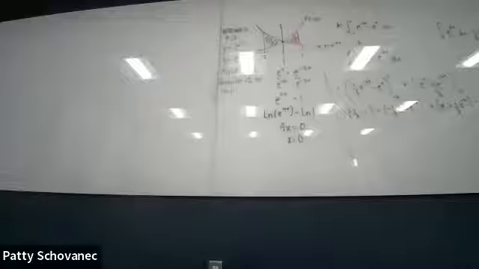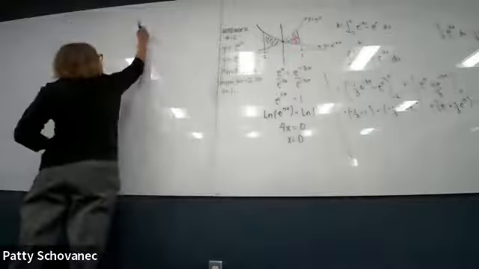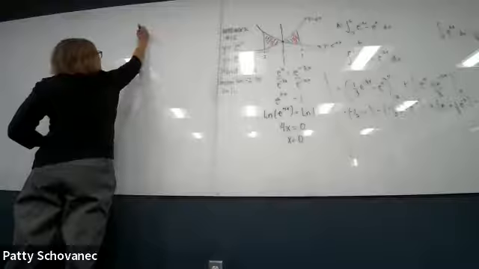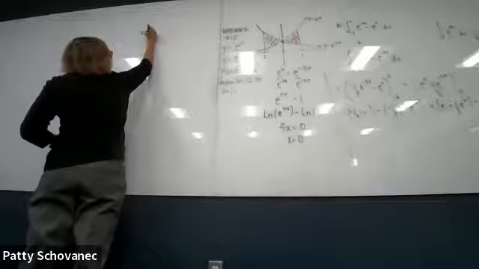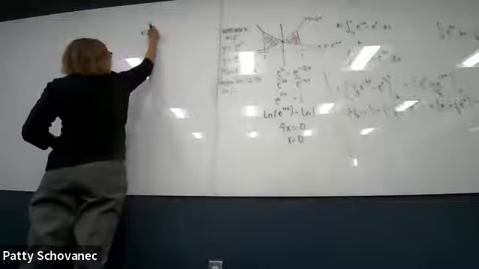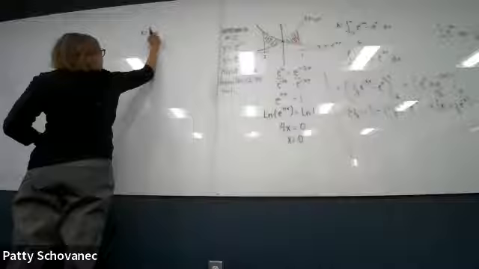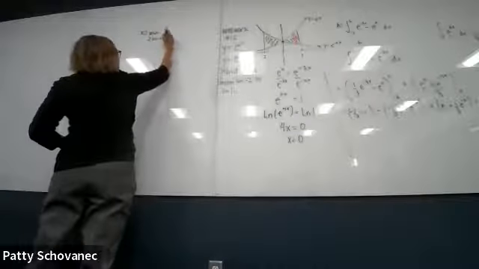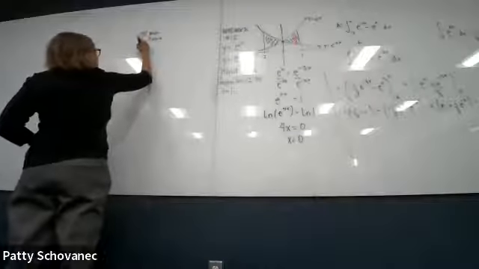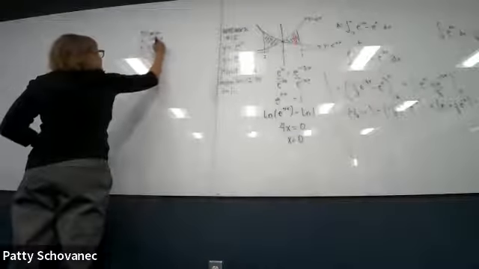What's the next one you want me to work? 5 first, 13 second. Number 5 is asking me to do the area enclosed between 2 sine of x and 4 cosine x. Y equals this. And it's from x equals 0 to x equals pi over 2.